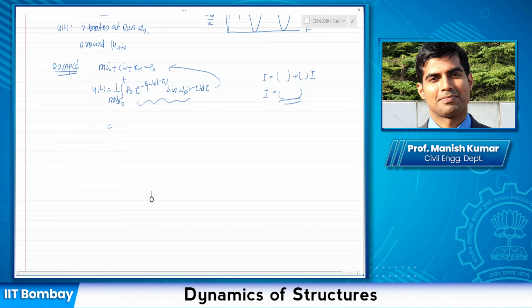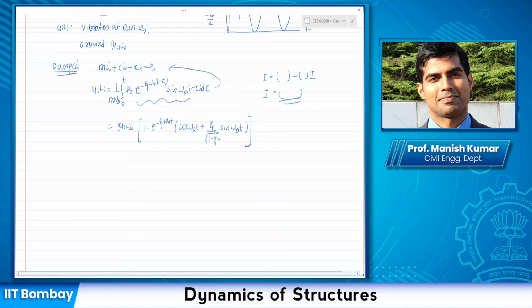So I can write it as u_st naught, which is again p naught by k, times 1 minus e to the power minus zeta omega t, times cos omega_d t plus zeta over root of 1 minus zeta squared times sine omega_d t. So this is the expression that you get for the step force excitation of a single degree of freedom system, or a damped single degree of freedom system.